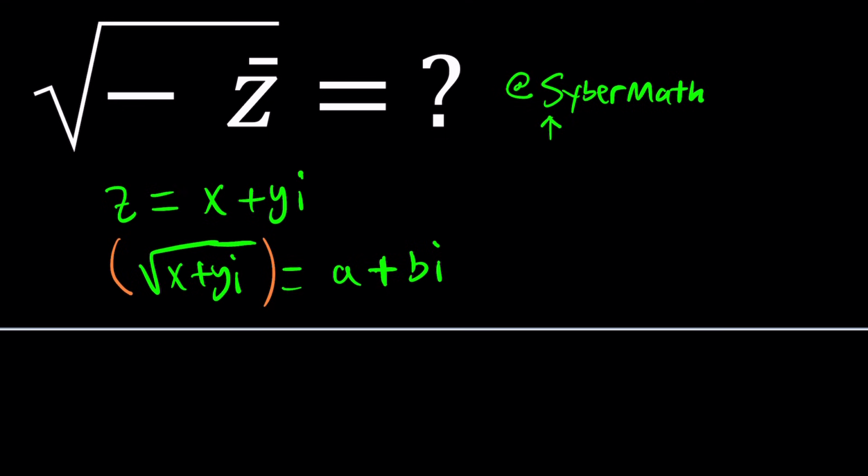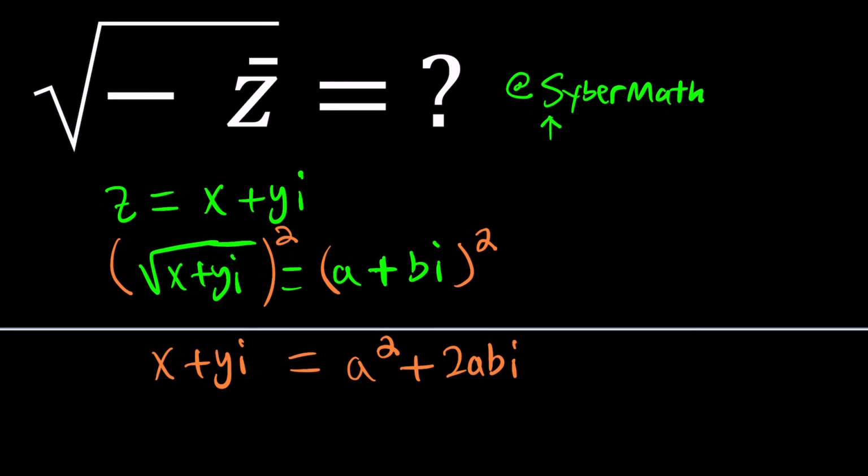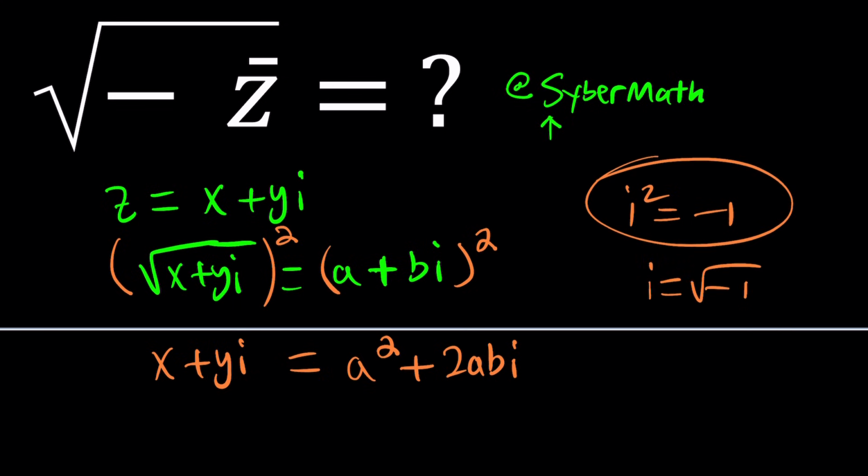With minimum rigor, let's square both sides. That gives us x plus yi equals a squared plus 2abi plus b squared i squared. But like I said earlier, i squared is equal to -1 because i is the square root of -1. So now you can write i squared as -1. This will be minus b squared. So this would be -b squared. Okay? Now, what does this mean?